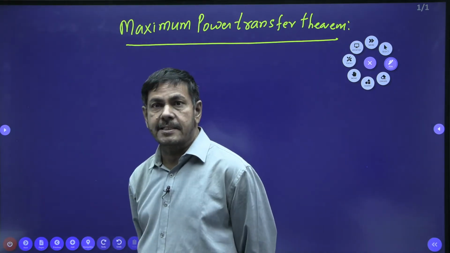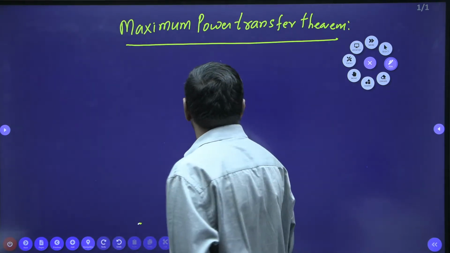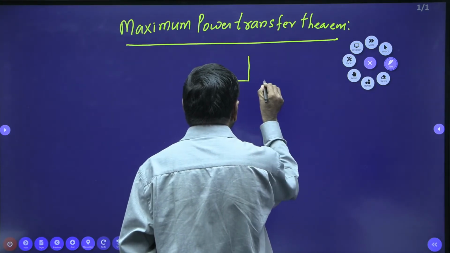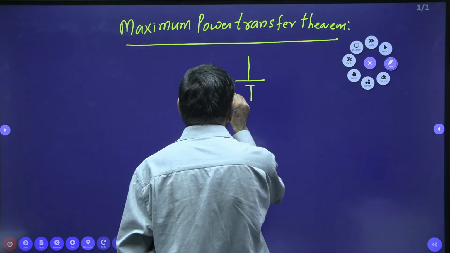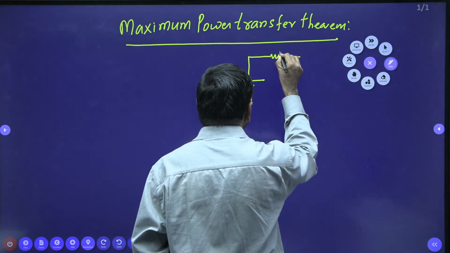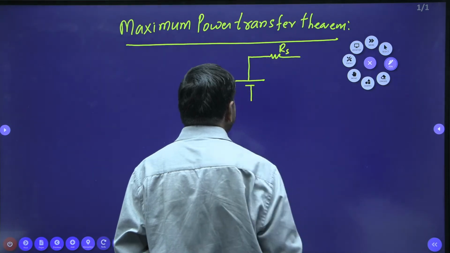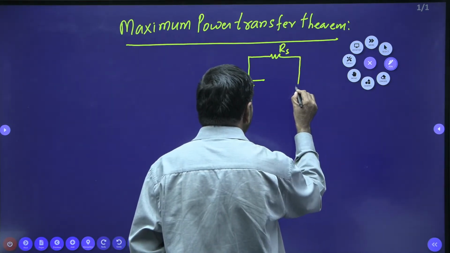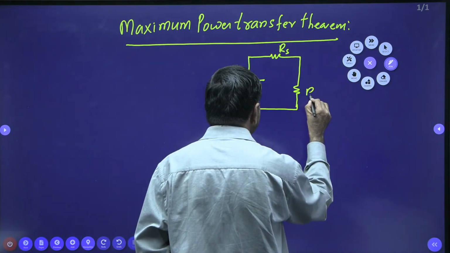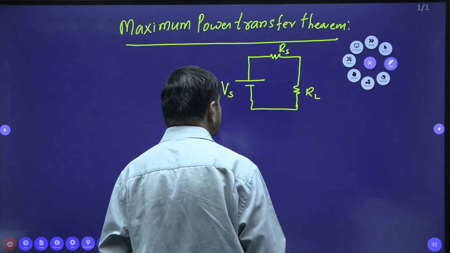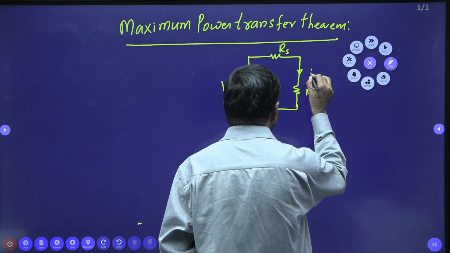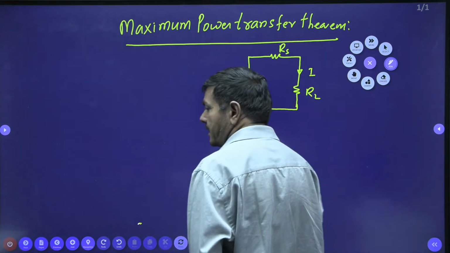What does this theorem say? Suppose a network is given like this. There is a source voltage Vs, here I have Rs, the source resistance, and also one load resistor RL. The current passing through this RL, I want to take as I.